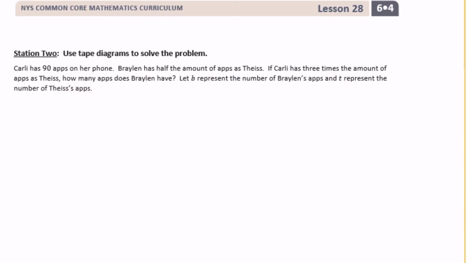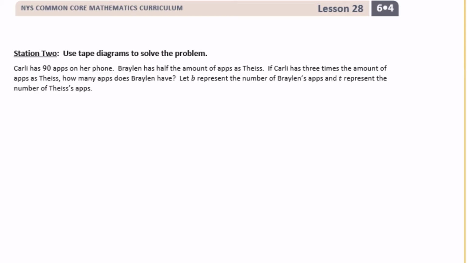Station 2. Carly has 90 apps on her phone. Braylon has half the amount of apps as Thies. If Carly has 3 times the amount of apps as Thies, how many apps does Braylon have? Let B represent the number of Braylon's apps and let T represent the number of Thies' apps.